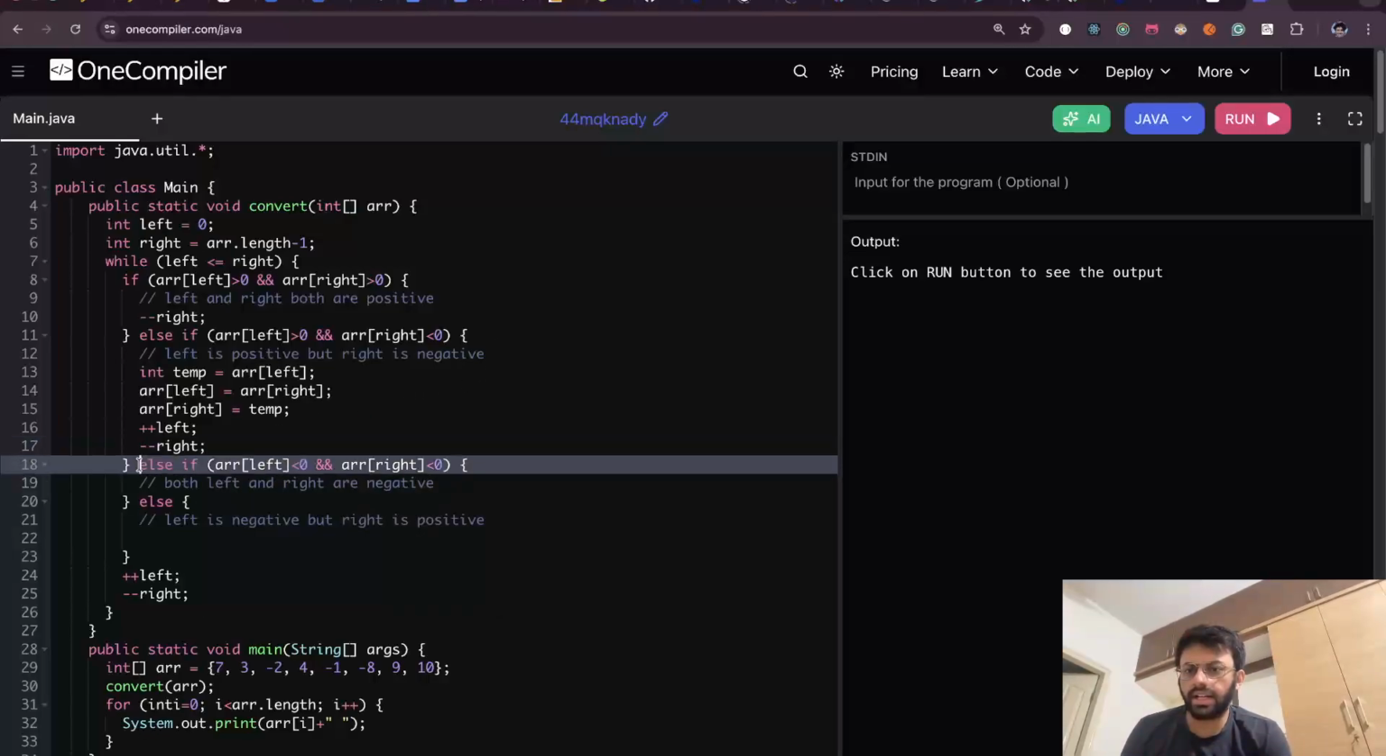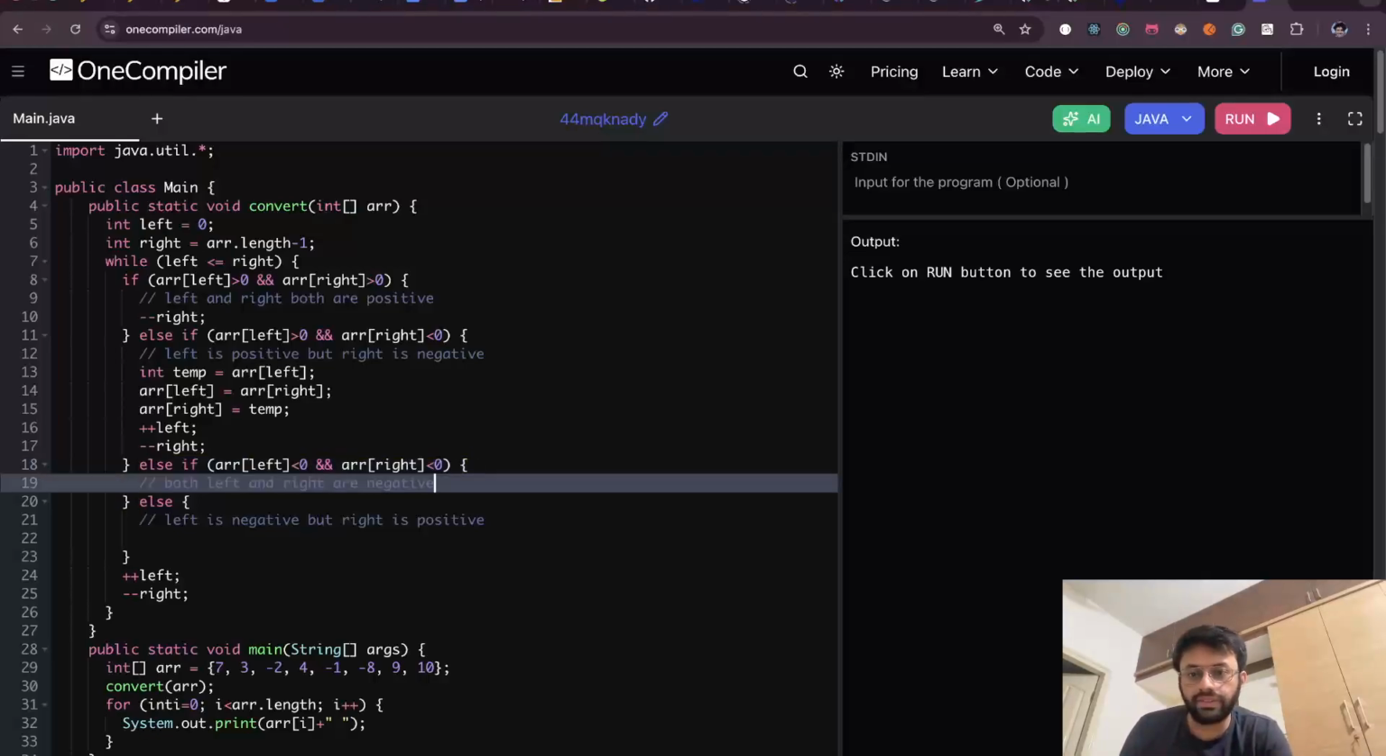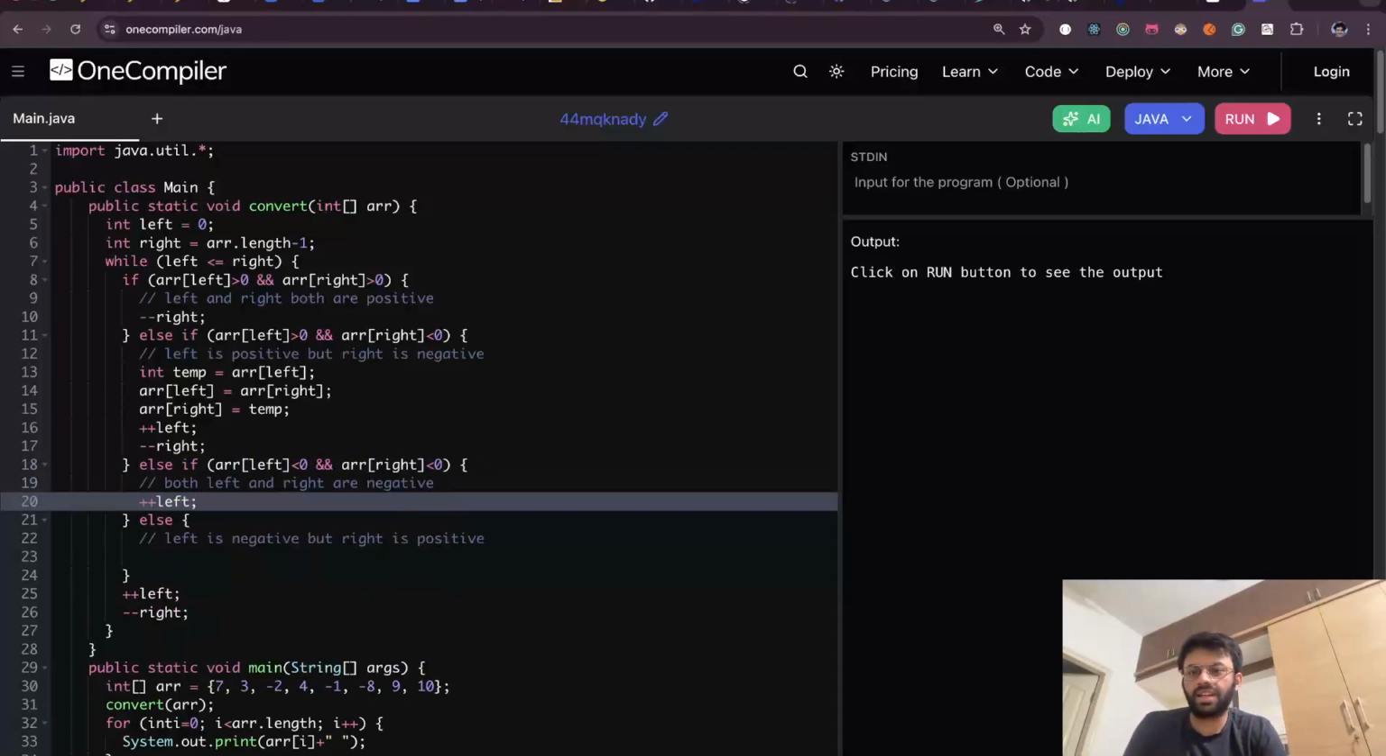Then here, in else if condition, both left and right are negative. Now left is having a negative element, which is good, isn't it? We wanted the negative elements on the left. But right has a negative element which is not good. Right should have the positive elements. So left is correct, right is not correct. So since left is correct, we will move ahead left and hope that left will come to a wrong element so that left and right both become wrong and we will swap them.